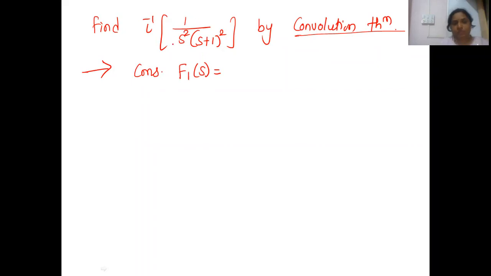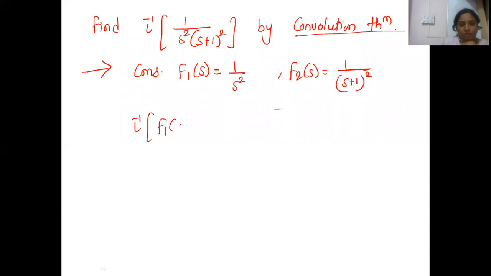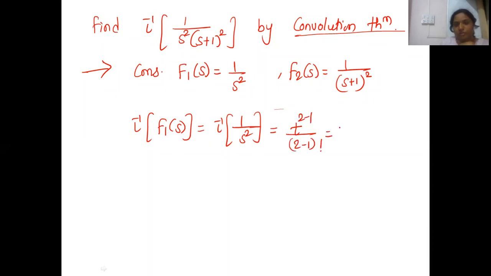In this case, 1 upon s square, right? And the second is 1 upon (s plus 1) square. Very good. So you have to now take the Laplace inverse of both of them. The Laplace inverse of 1 upon s square, what is that? t, right? Or you can say t raised to 2 minus 1 upon (2 minus 1) factorial if you don't remember. So it is t raised to 1 upon 1 factorial.